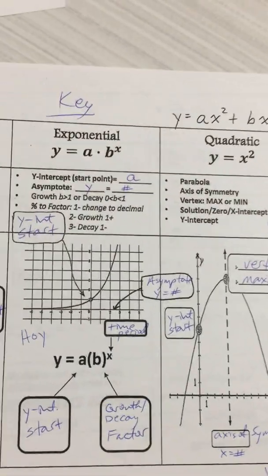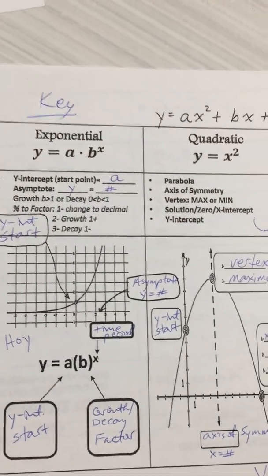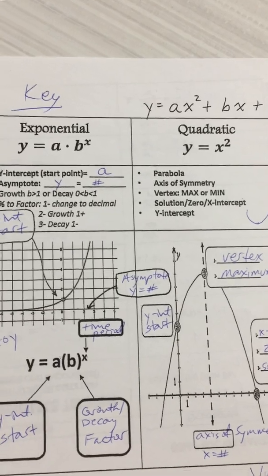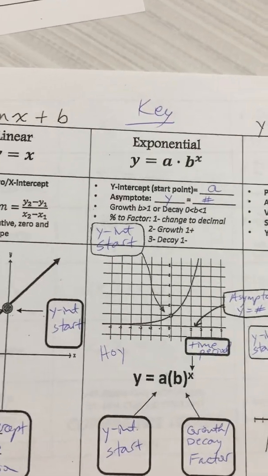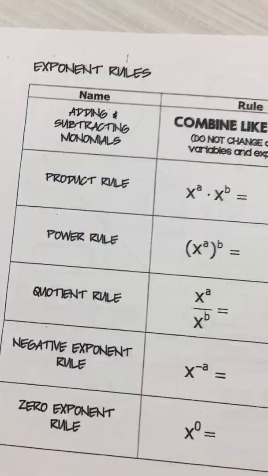We don't want to forget that basic vocab because that's critical to passing the STAR test. If you know your vocab and you know how to look at a picture and use your calculator to look at things, you can pass the STAR test. So that's why we keep going over those so many times. Now, what we're going to review today are the exponent rules.